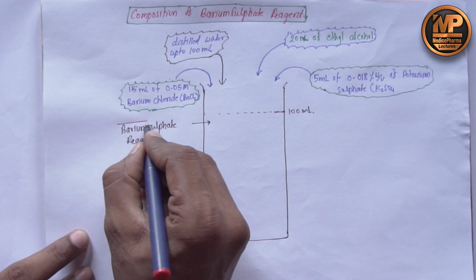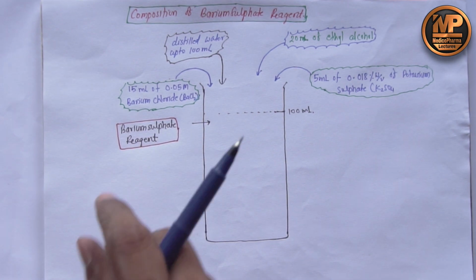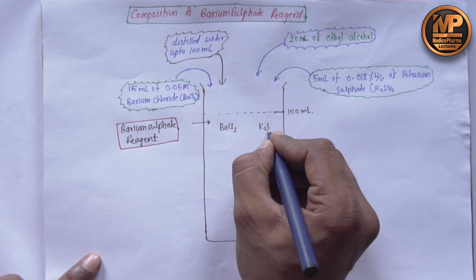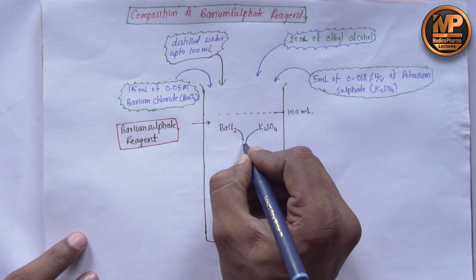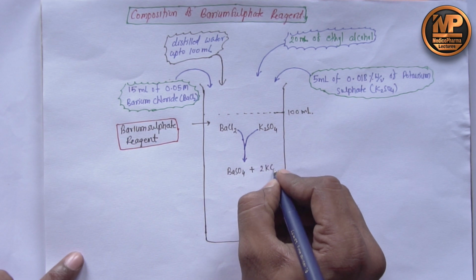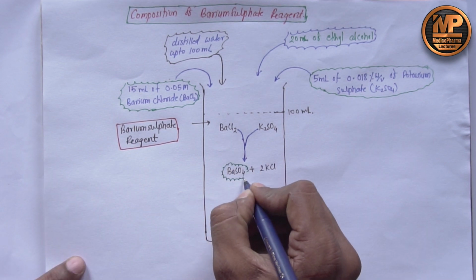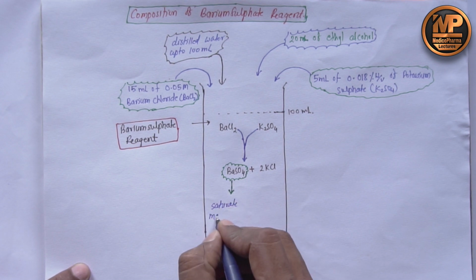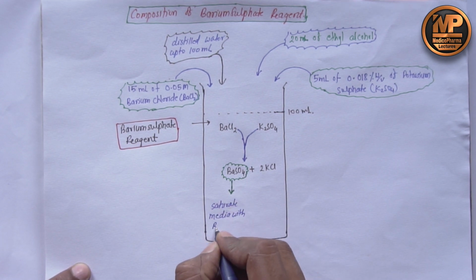Okay, so why are we going to use a small quantity of potassium sulfate? Because it will react with barium chloride and produce a small quantity of barium sulfate. This small quantity of barium sulfate will not produce turbidity. Instead, it will make the medium saturated with barium sulfate.